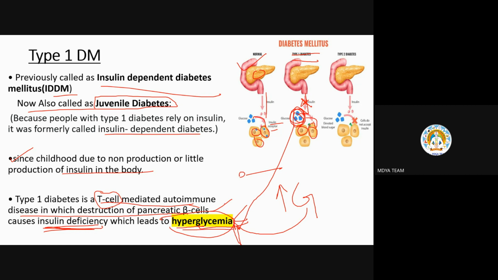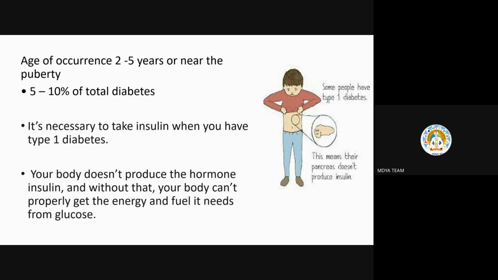So just to make you understand this, we'll see the first one only, type 1 diabetes. Now the second, this is the same as type 1 diabetes, not required that much. Age of occurrence is 2 to 5 years or near.